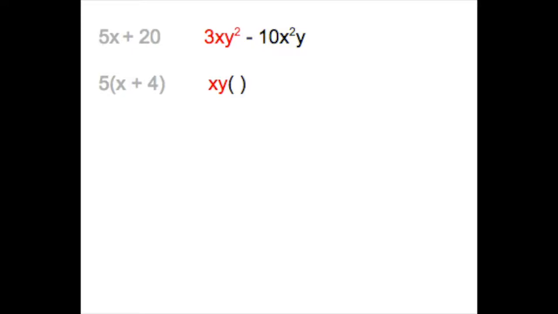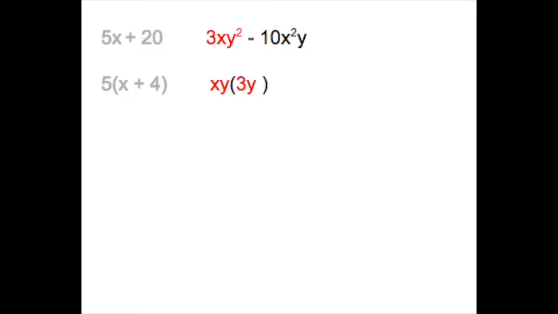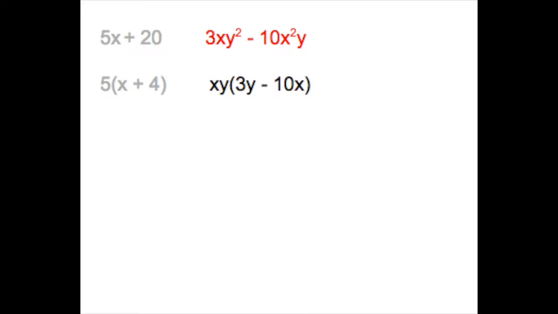We need to ask ourselves what xy needs to be multiplied by to get 3xy squared. This would be 3y. Next, we need to ask ourselves what xy needs to be multiplied by to get negative 10x squared y. This would be negative 10x. So, when we factor 3xy squared minus 10x squared y, our factors are xy and 3y minus 10x.